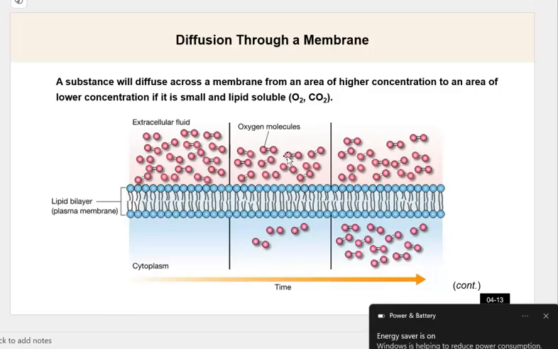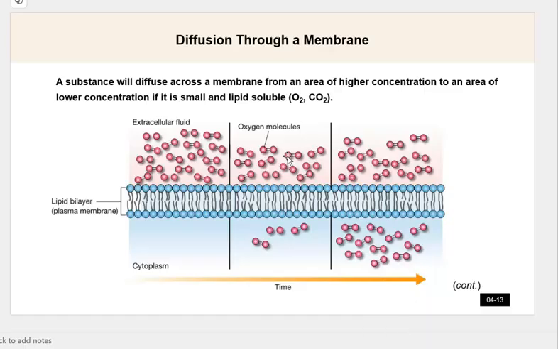So it talks about that here in this concentration gradient example. In this one, it is showing the lipid bilayer of the plasma membrane. Our extracellular fluids have a high concentration of these oxygen molecules. So it goes from high down to low, right? And then as these get used up and more come in, that cycle continues.